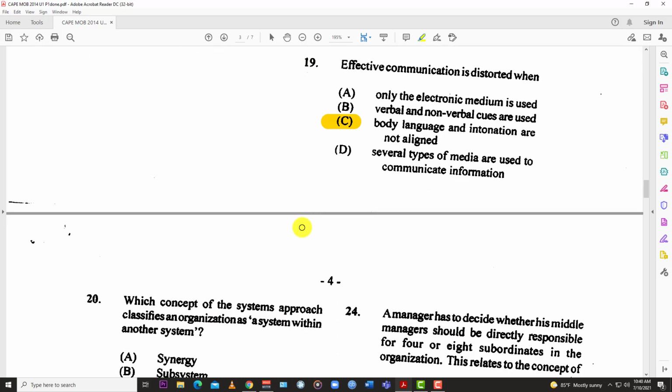Number 19, effective communication is distorted when, this is the next one from 2013, and so the best answer here is B, body language and annotations are not aligned. What they're saying is that, as I explained before, your body language and what you're actually saying doesn't line up. For example, you might be delivering some serious news, but you're smiling, you're laughing. Those two don't really correlate, and so you're going to have some kind of miscommunication. Like, are you serious? You joking? What's going on? Is this news for real? Because what you're saying and how you look and express yourself are in opposition. So that can cause some conflict or some distortion in communication.